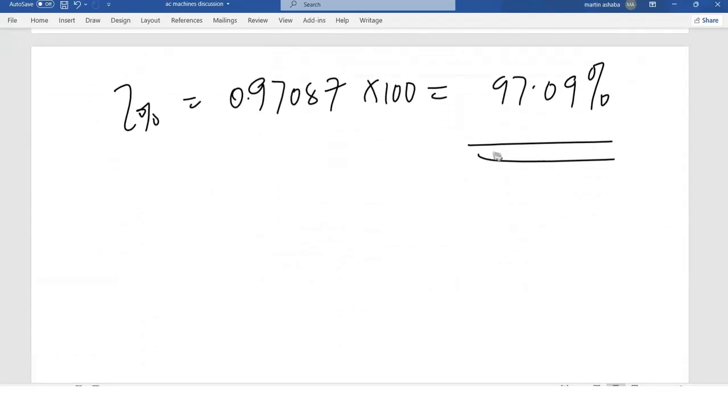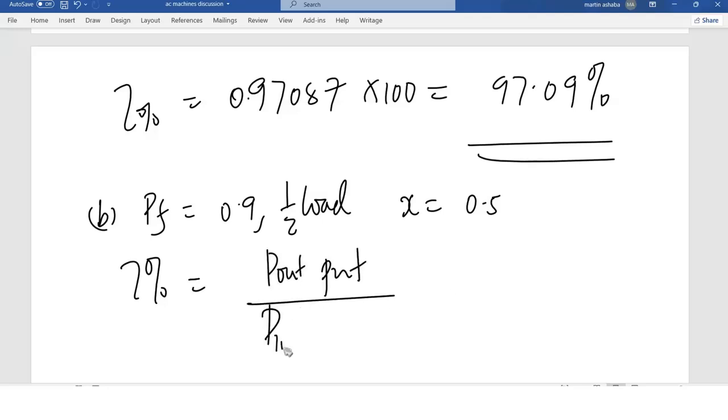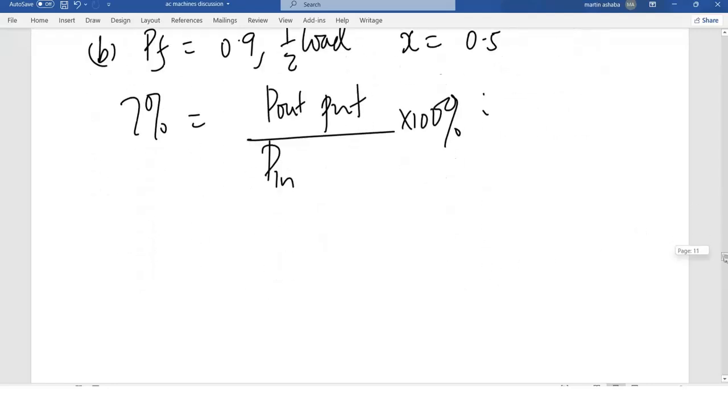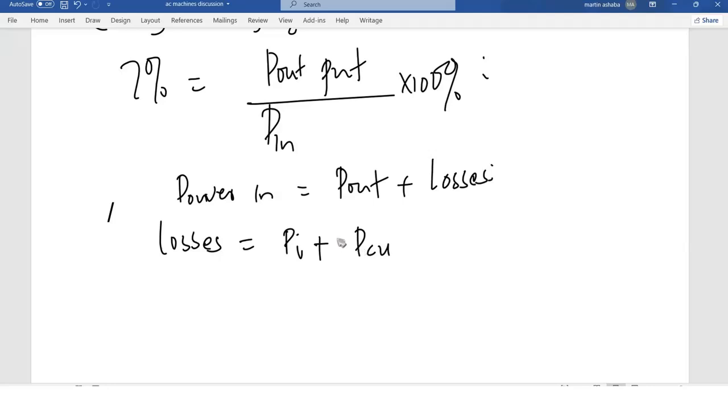So part B, for the power factor equal to 0.9 and the load actually operating at half load, meaning X is equal to 0.5. For that matter, efficiency will equal power output divided by power in, times 100. But what is power in? Power in is equal to power out, of course, plus loss. But what are the losses? The losses are the Pi plus the P copper.